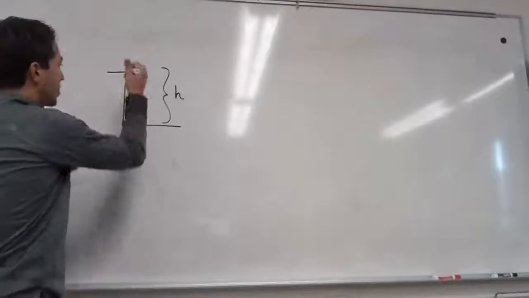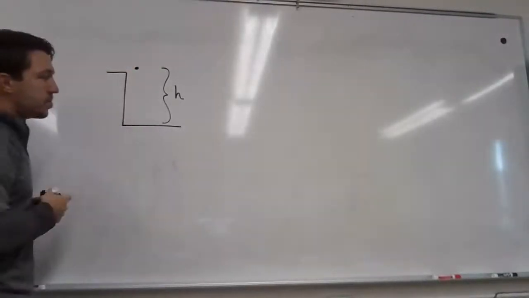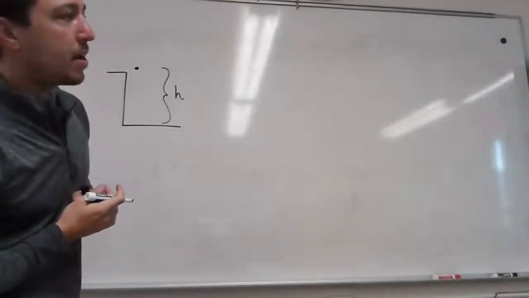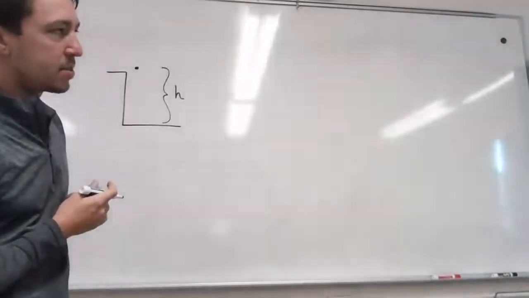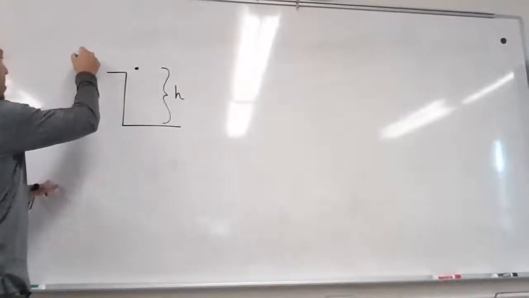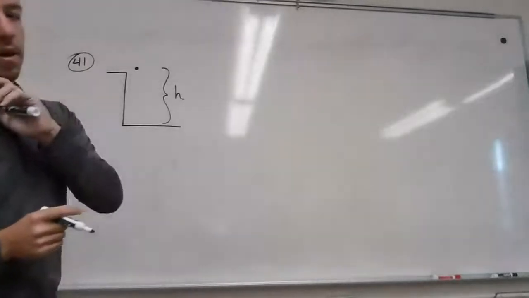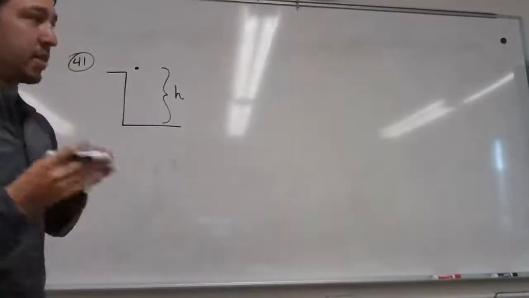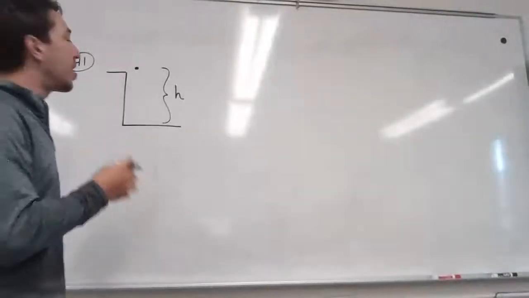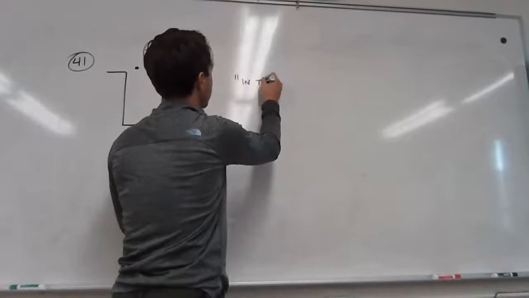So anyway, here's the rock. It's dropped from a building of height h. And we're writing an equation for the time it takes. Oh, by the way, this is number 41. Sorry, Griffin. So write an equation for the time it takes to hit the ground in terms of h and g. So when it says that, who thinks they know what that means?